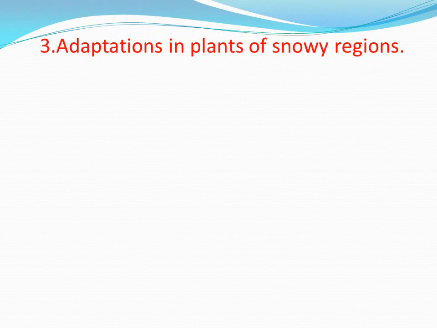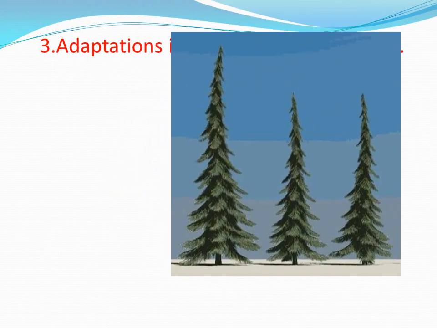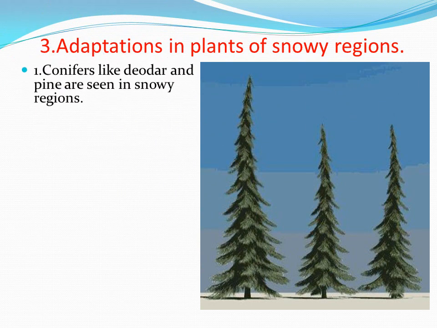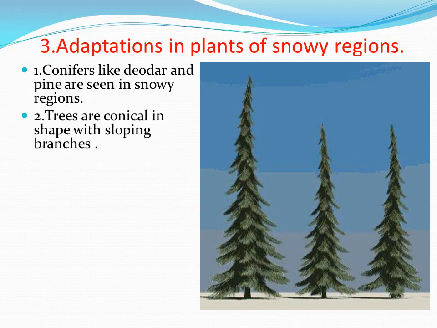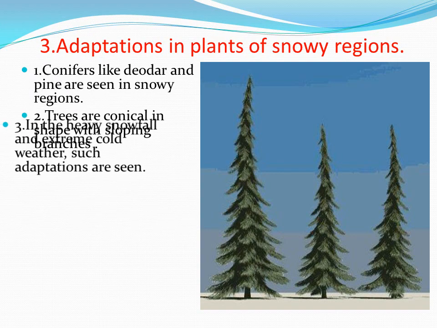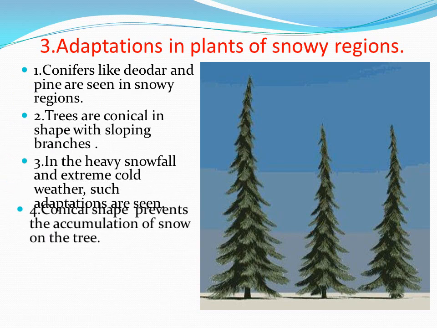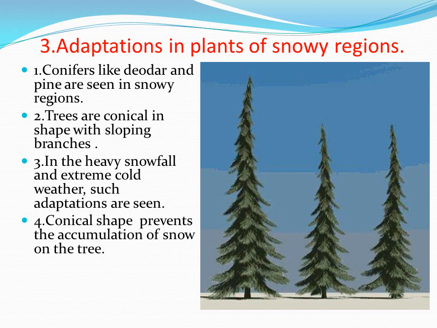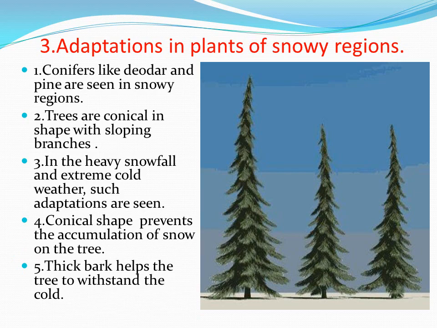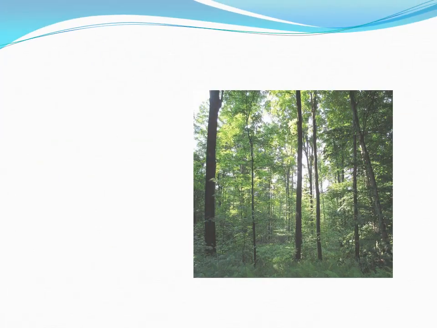Adaptation in plants of snowy regions. Conifers like deodar and pine are seen in snowy regions. Trees are conical in shape with sloping branches. Due to heavy snowfall and extreme cold weather, such adaptations are seen. Conical shape prevents the accumulation of snow on the tree. Thick bark helps the tree to withstand the cold.